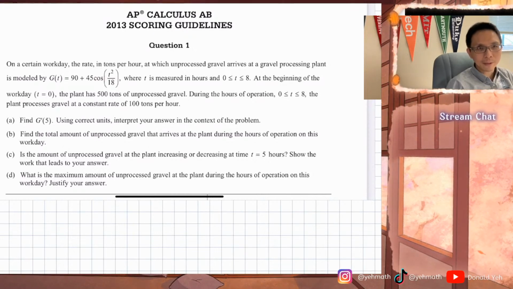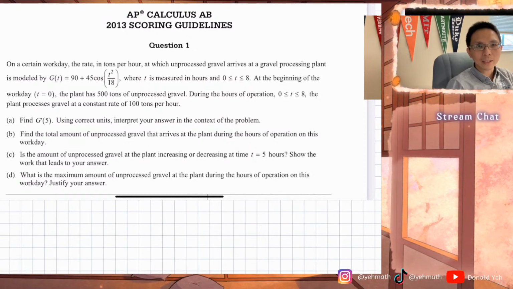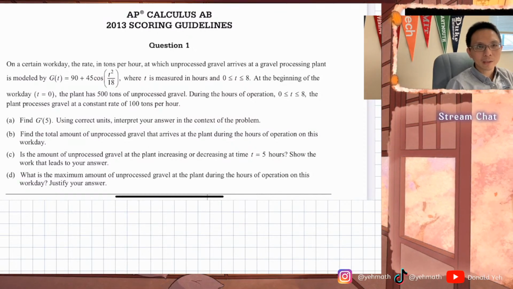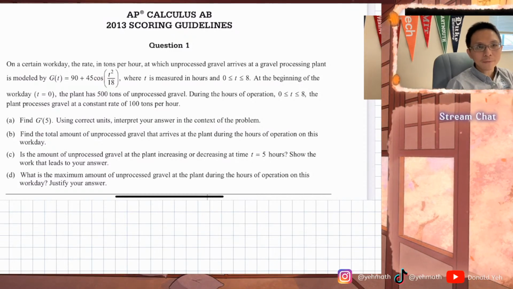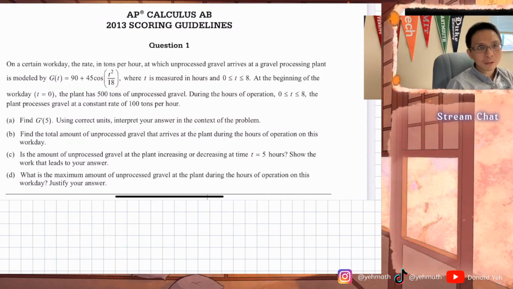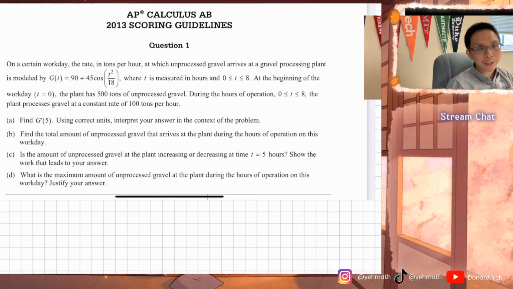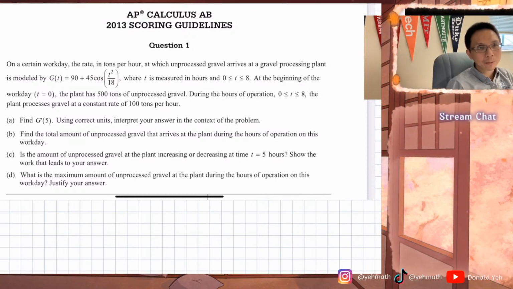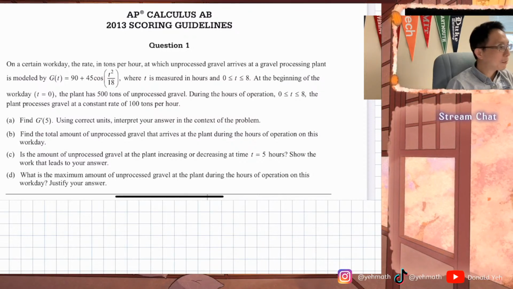It's an oscillation between 45s, but it's over 18, so t is between 0 and 8. That's interesting. Okay, so at the beginning of the workday, t equals 0, the plant has 500 tons of processed gravel. During the hours of operation between 0 and 8, the plant processes gravel at a constant rate of 100 tons per hour.